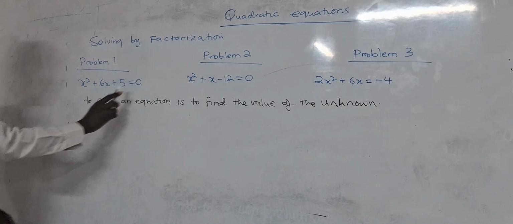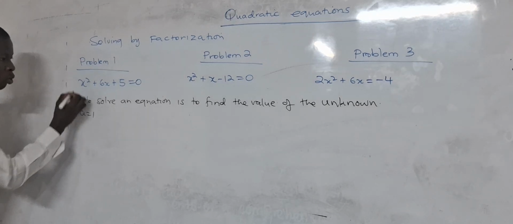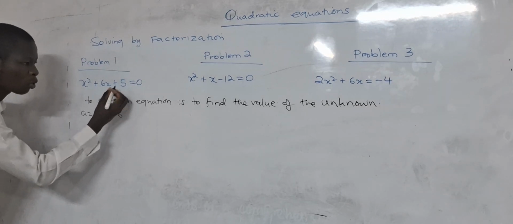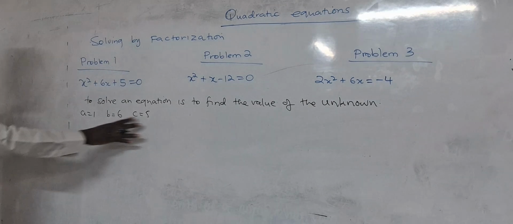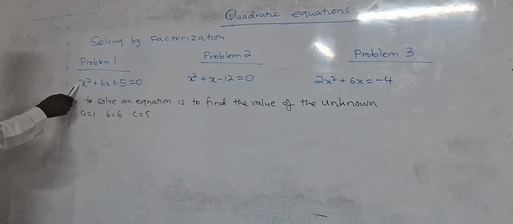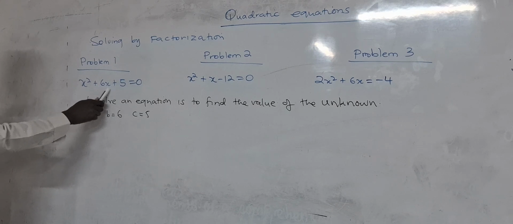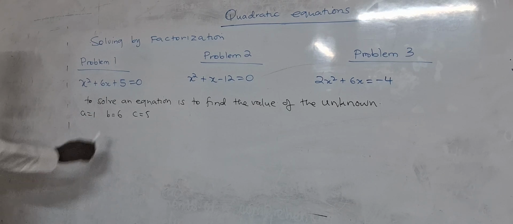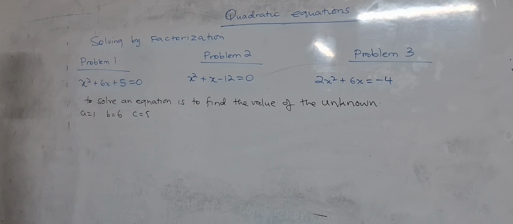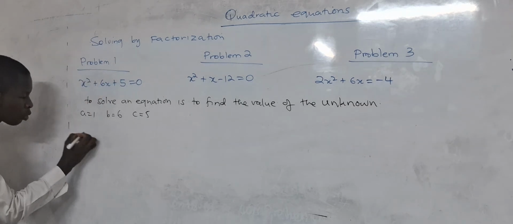If you check in this case, a is equal to 1, b is equal to 6, and c is equal to 5. This is what I explained in the previous video. A is the coefficient of x squared, which is 1. B is the coefficient of x, which is 6. And c is the constant term, which is 5. So we want to solve this problem. How are we going to solve this?